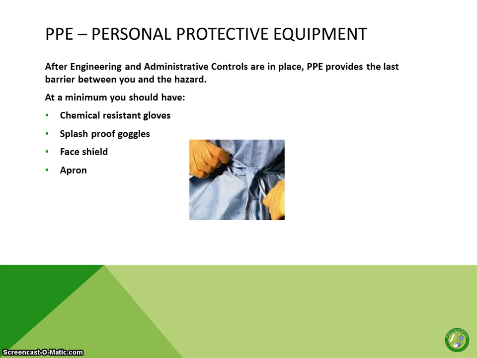PPE, personal protective equipment, after the engineering and administrative controls are in place, PPE provides the last barrier between you and the hazard. At a minimum, you should have chemical-resistant gloves, splash-proof goggles, face shield in some cases, and an apron.